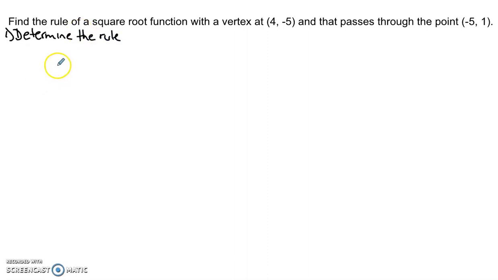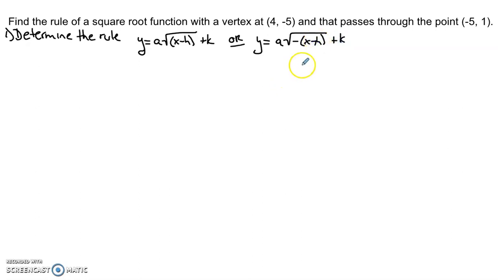By that I mean we have to choose between two different rules. We might use the rule y equals a times the square root of x minus h plus k, or we might use the rule y equals a times the square root of negative x minus h plus k. The sign of b is determined by the direction that the function heads.